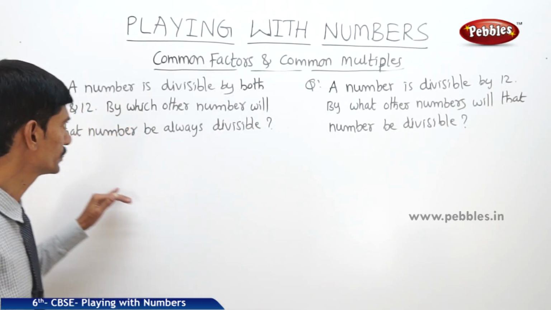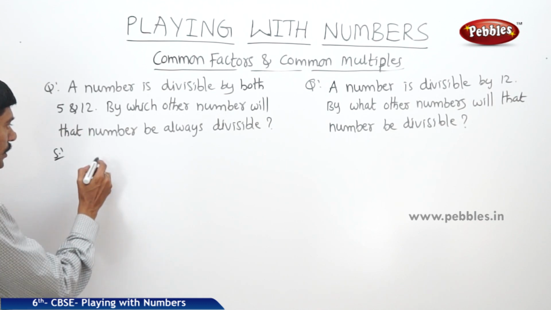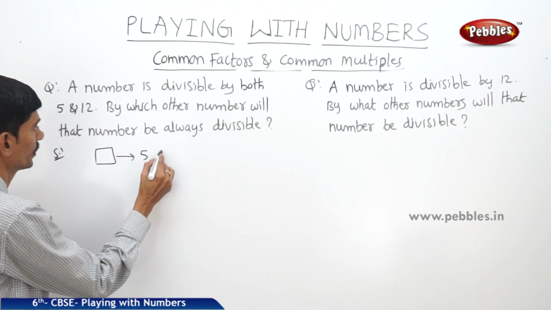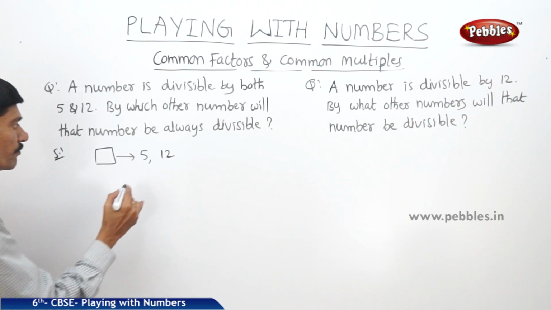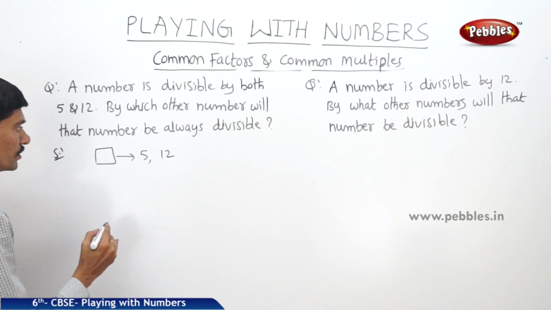Now let us take the next question. A number is divisible by both 5 and 12. So we don't know the number. So that number is divisible by both 5 and 12. So by which other number will that number be always divisible? So then the first common multiple of 5 and 12, that is 60.